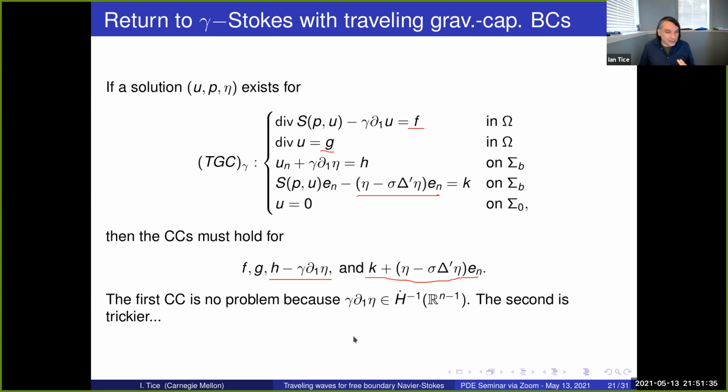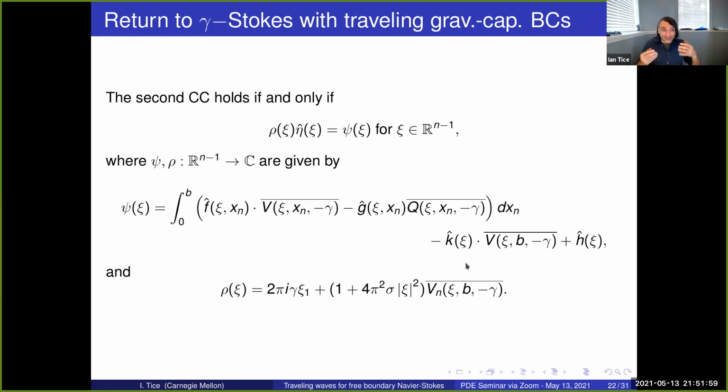Now, there are two compatibility conditions we have to worry about. The first one is not really an issue, and I'm going to ignore it for the purposes of this talk. The more interesting one is the second compatibility condition. If I take my second compatibility condition, which I have now reformulated on the Fourier side, and I plug in these bits of data with eta involved, what I get is an equation for eta that allows me to solve for eta on the Fourier side in terms of the data. In particular, what I end up with is a pseudo-differential operator with symbol rho, where the data is a function, at least on the Fourier side, psi, that is computed in this explicit way in terms of the forcing f, g, h, and k, and these functions that we previously talked about, capital V and capital Q.